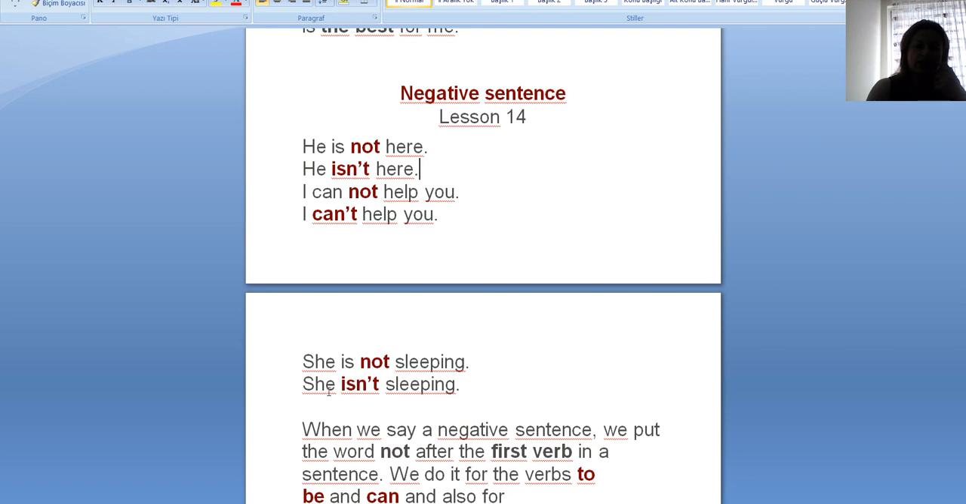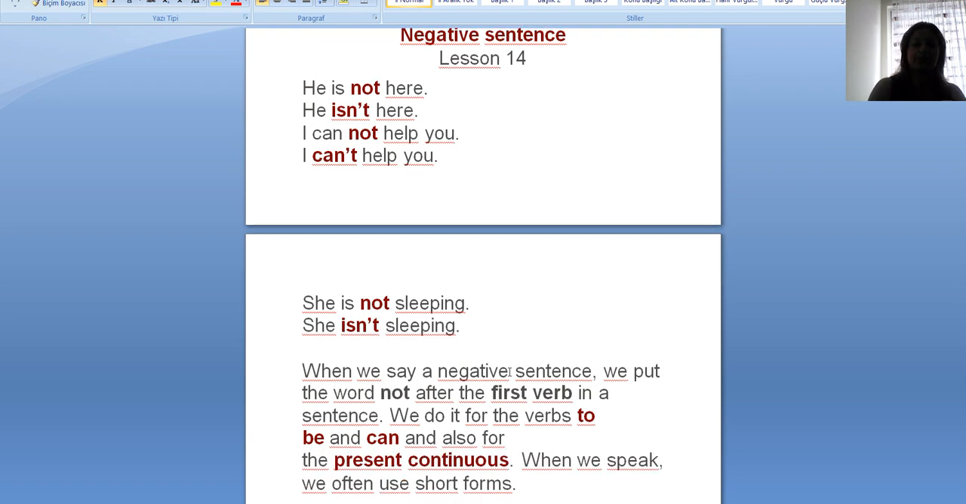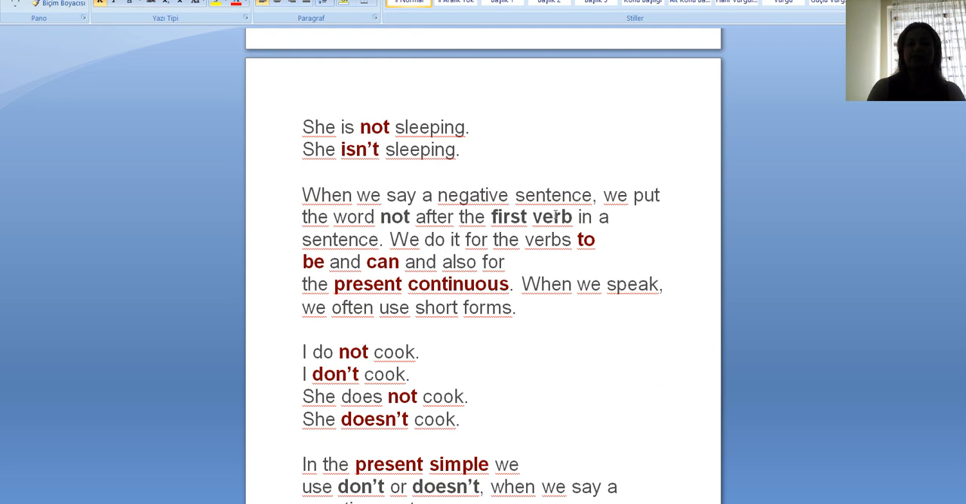She is not sleeping. She isn't sleeping. When we make a negative sentence, we put the word "not" after the first verb in the sentence. We do it for the verb to be, can, and also for the present continuous.